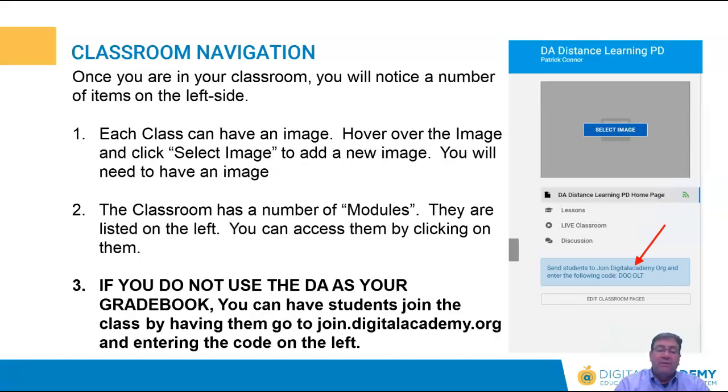If you do not use the Digital Academy as your gradebook, you can have students join the class by having them go to join.digitalacademy.org and entering the code that you see in the blue section. In this case, the code would be DOC-DLT. There is a separate video for students that shows how to register for a class and access the classroom. All they need is the join.digitalacademy.org link and that access code, which you will need to give them.